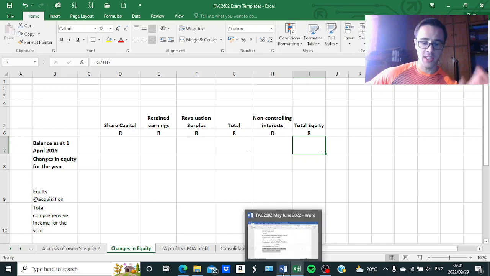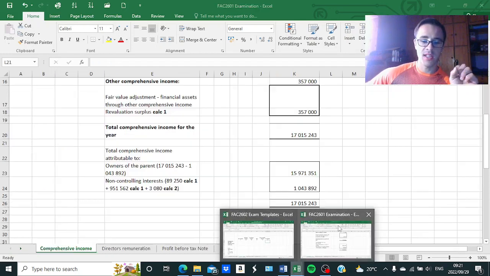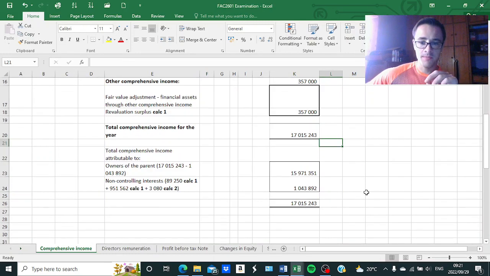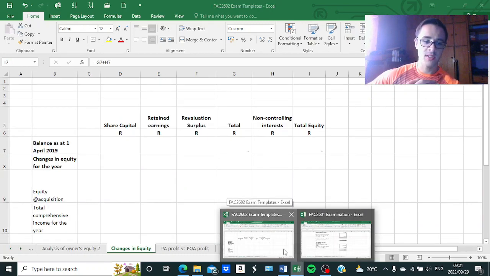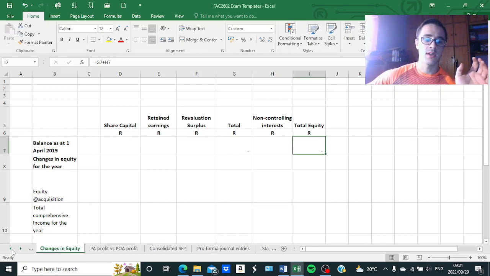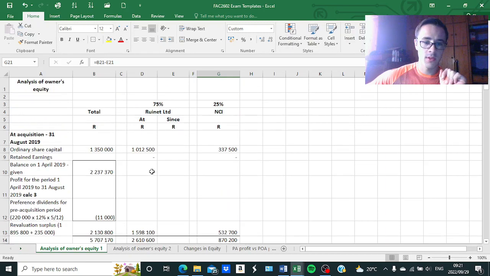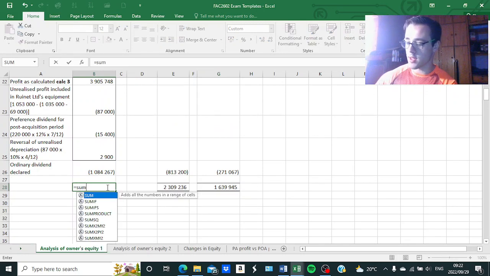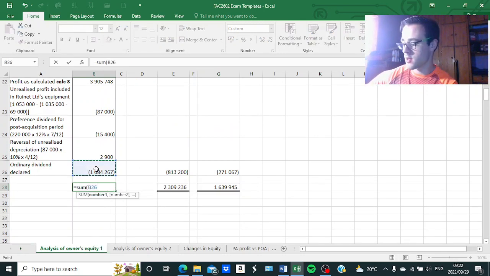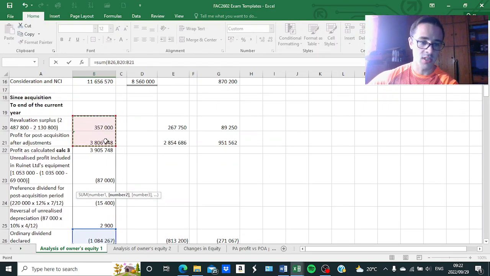So we have finished with the consolidated statement of profit or loss and other comprehensive income. We will now use the bottom section right here as part of our preparation of the consolidated statement of changes in equity. But first, before we get to that, let us just finish our analysis of owner's equity of ordinary shares, because we are not completely done with that. Let me just adjust this formula right here. Remember that this amount will be the sum of the amount of ordinary dividends plus these two.